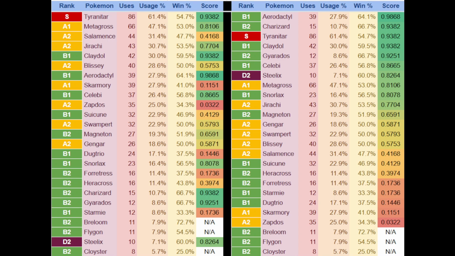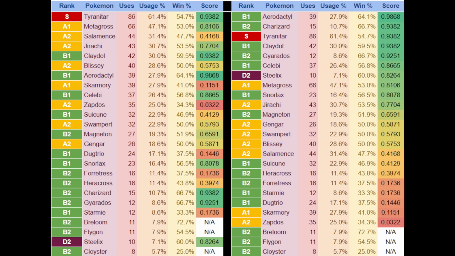So for example, Salamence, it was used 44 times, there was a 31.4% usage percentage, and it won 47.7% of the time. That's fine. And its score is 0.4168. So that means that there was a 41.68% chance, or about 42%, if the winner of every game was assigned randomly, of Salamence getting that win rate or worse. So nothing particularly special, values close to 0.5 don't mean a whole lot. The numbers further at either end are a bit more interesting.